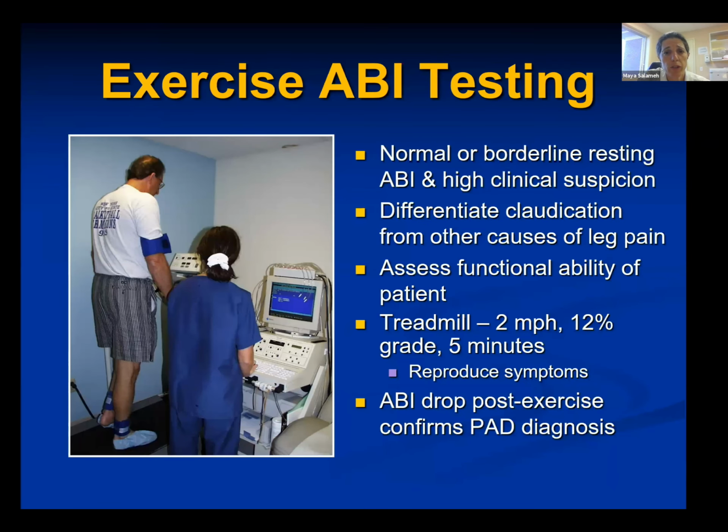Now, we also do exercise ABI testing in the lab. I find it to be very useful, not just to assess the patient's functional ability, but to also differentiate claudication from other causes of leg pain, like in this patient's case, who also has spinal stenosis. So the goal is to put him on a treadmill at a certain pace.